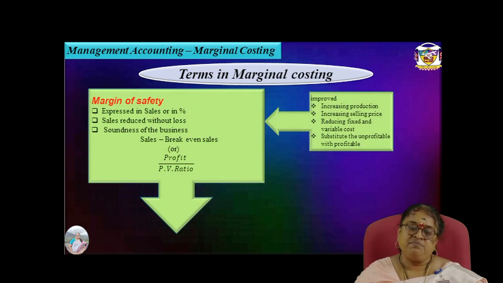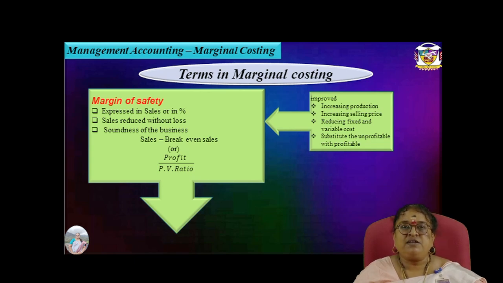Then next term, margin of safety. The name itself describes the safety level of the production. It is always expressed in percentage or sales. Sales can be reduced without loss, that is, the margin of safety is the level where there is no loss. Then it describes the soundness of the business. The formula for calculating the margin of safety is sales minus break-even sales, or profit divided by PV ratio. PV ratio means profit volume ratio.